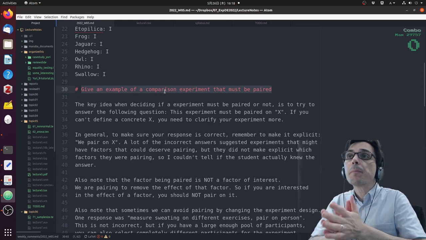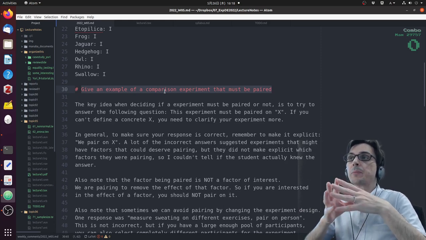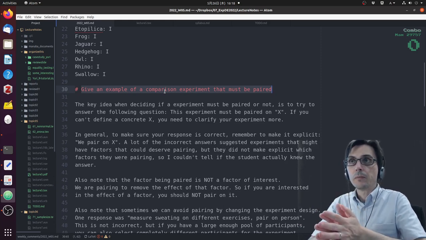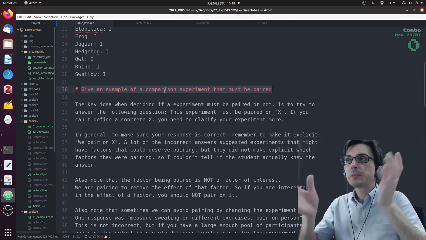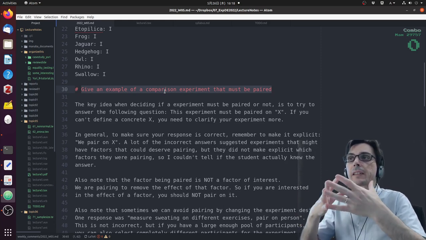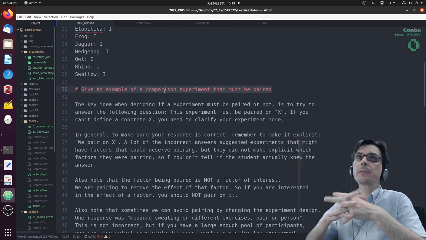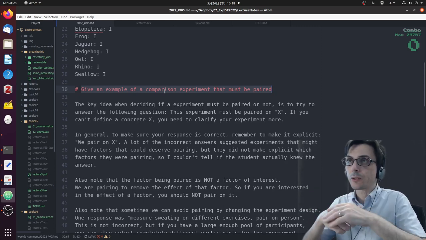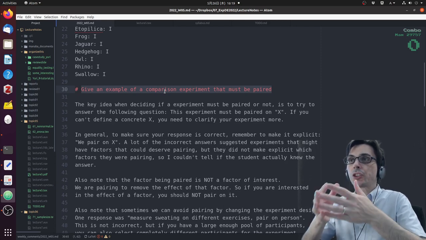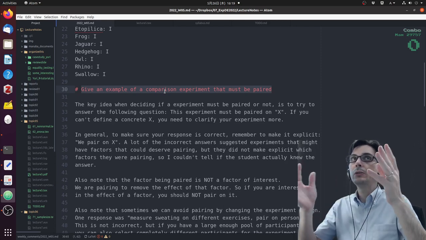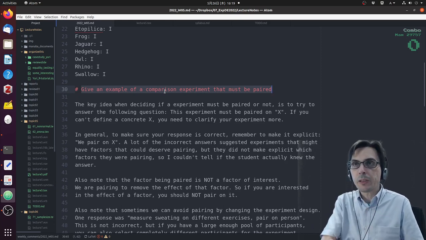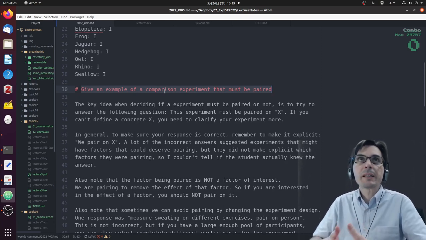The key idea when you decide if an experiment must be paired or not is to try to answer the following question. This experiment must be paired on X. If you cannot define a concrete X, then you need to clarify your experiment more. You need to clarify the factors of your experiment more. In general, to make sure that your response is correct, you need to make it explicit. So we say, in this experiment, we pair on X. I'm going to show some examples later to understand.